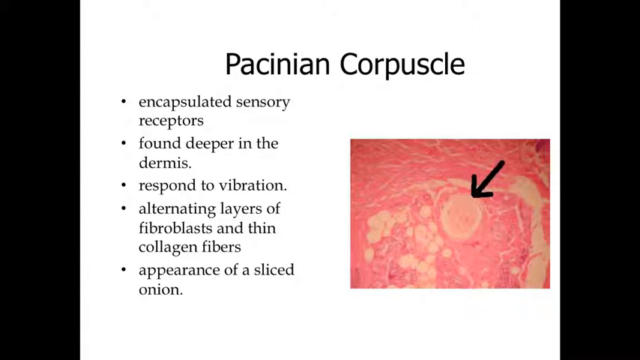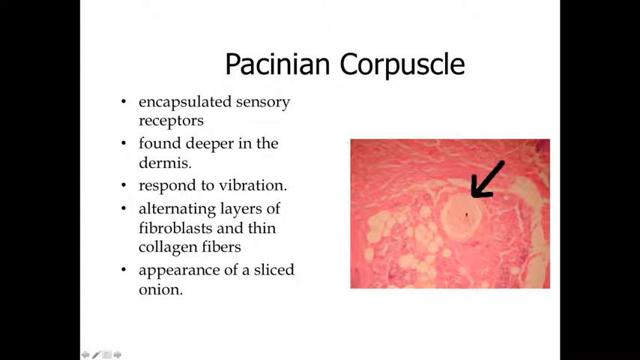The second type of encapsulated sensory receptor that you're going to be able to see and identify within these H&E light microscopy specimens are the Pacinian corpuscles. Now, the Pacinian corpuscles can be found deeper within the dermis or into the hypodermis itself, and that's the example we've got in the slide here. You're going to see an almost onion-shaped structure. The Pacinian corpuscle is going to have alternating layers of fibroblasts and fluid-filled spaces, with some thin collagen fibers holding the thing together, and it's going to appear like a sliced onion.